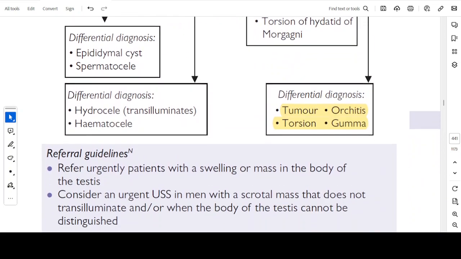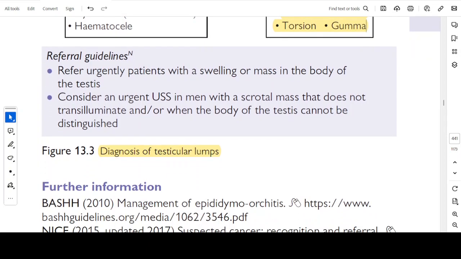So if you can get above the mass, that means the mass is of testicular origin. If you are not able to get above the mass, then it is originating in the inguinal canal or the abdomen and just passing down into the scrotum, like varicocele and hydrocele of the spermatic cord. Referral guidance for a testicular mass: urgently refer patients with swelling or mass in the body of the testis. Consider an urgent ultrasound in men with a scrotal mass that does not transilluminate or when the body of the testis cannot be distinguished.